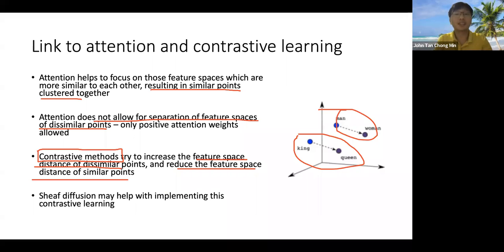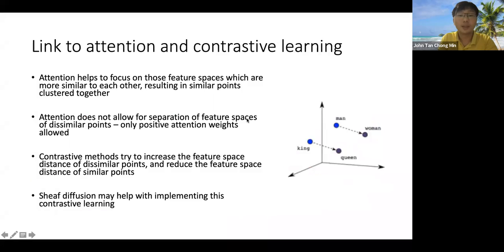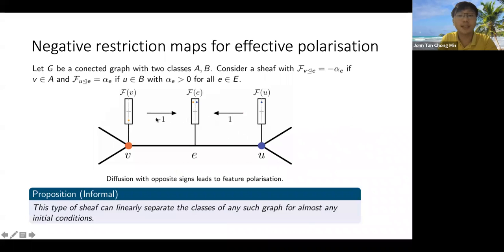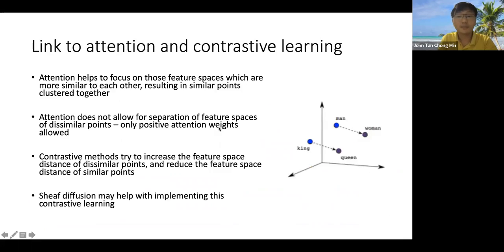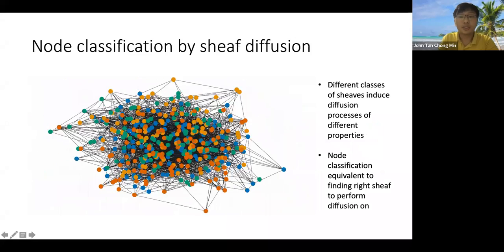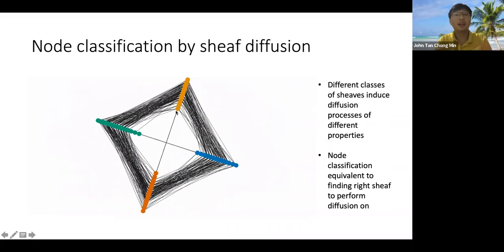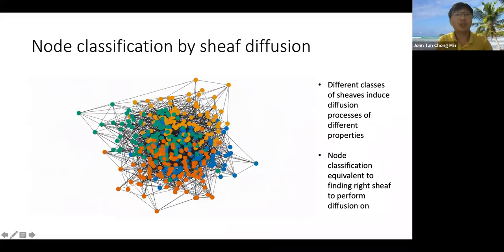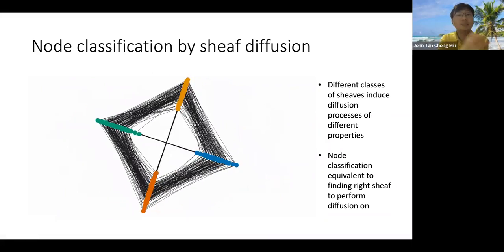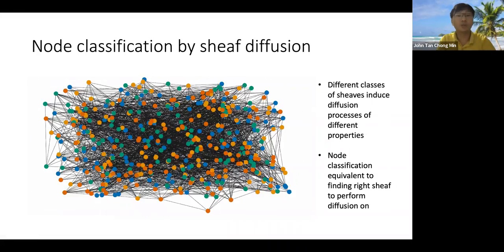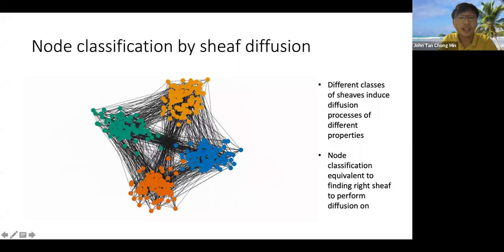So for similar classes, your sheaf should be of the same sign. Your sheaf here should be of the same sign for similar classes and of different signs for different classes. All right, so this is how the sheaf diffusion does it. At every step, they do this Laplacian matrix multiplication. Then you take the identity minus this Laplacian, and then you multiply with the vector. And then eventually this is your hidden space.